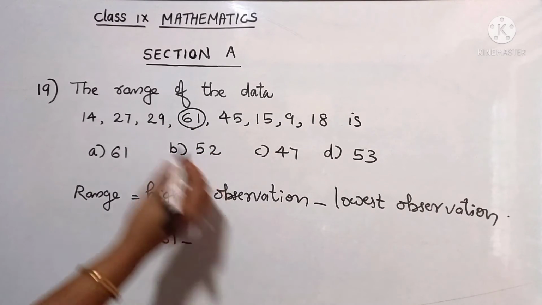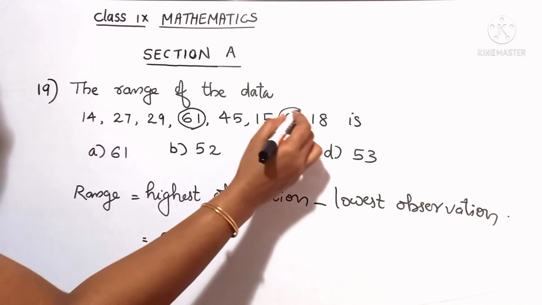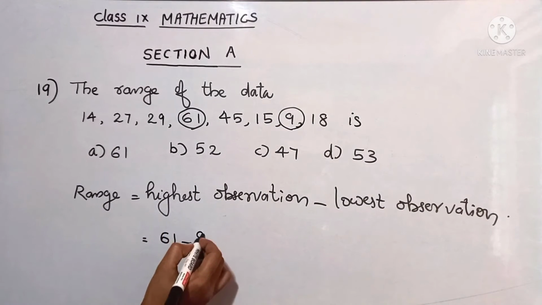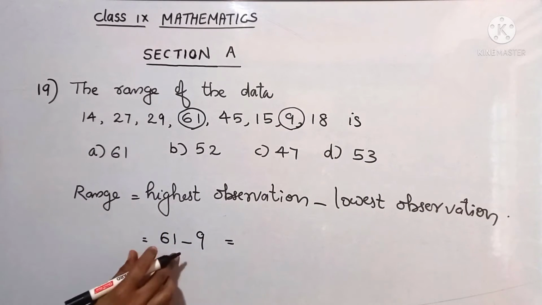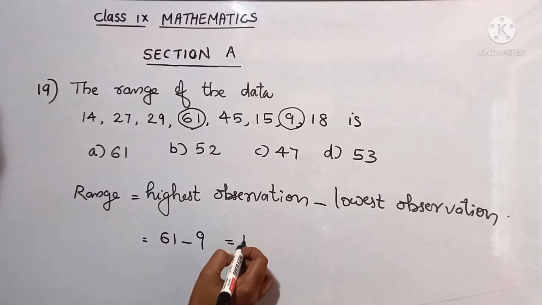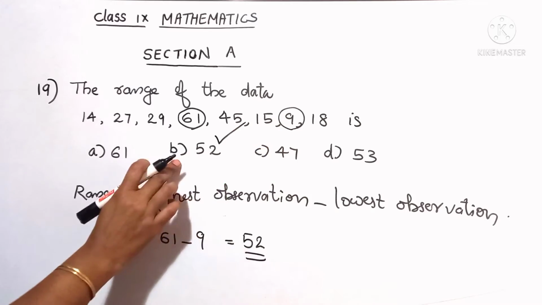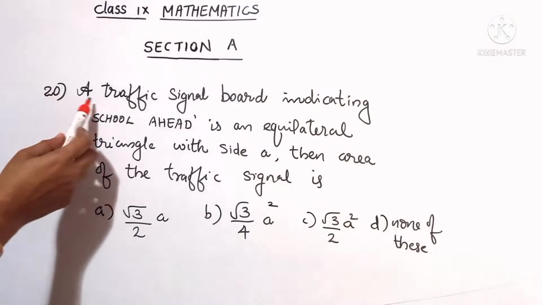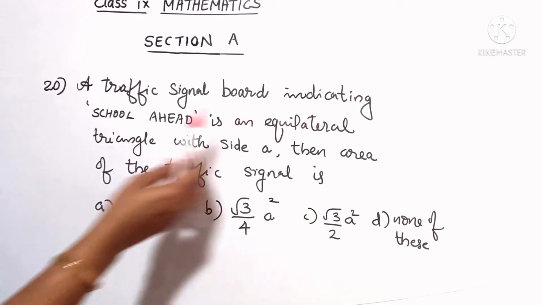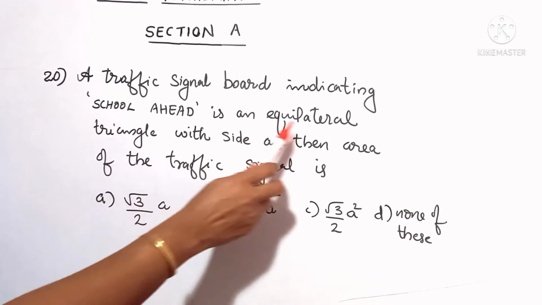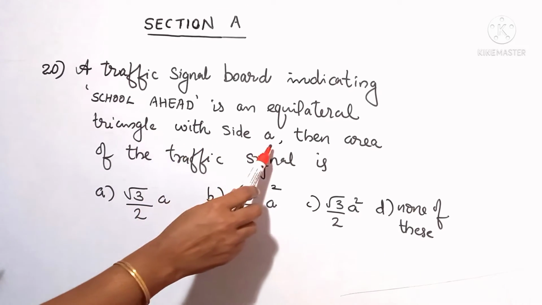Minus lowest observation. We can see here 9 is the lowest observation, 9. Then the difference between them is 52. So our answer is 52, Option B, 52.